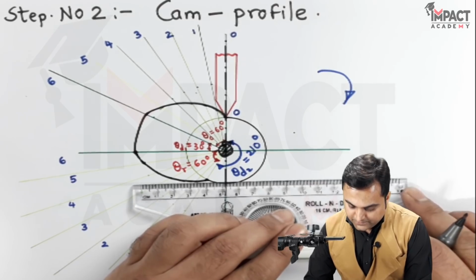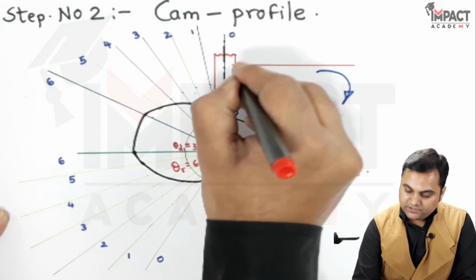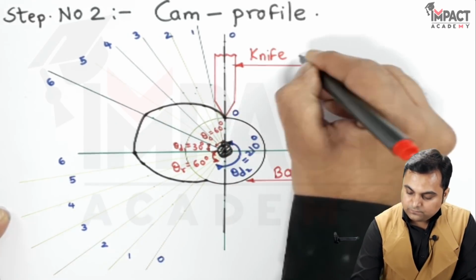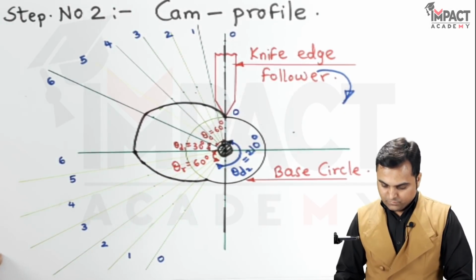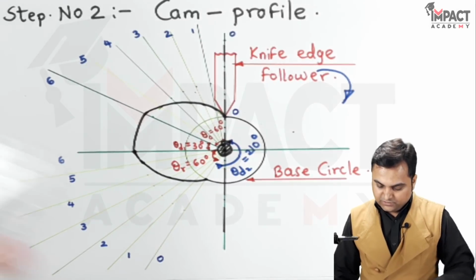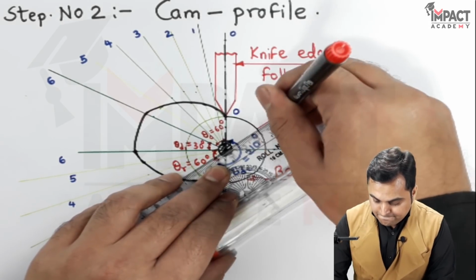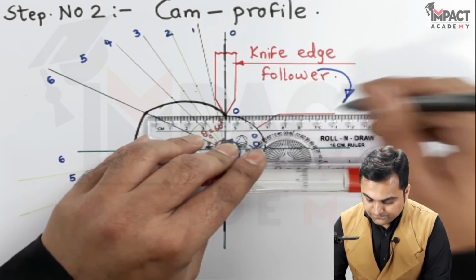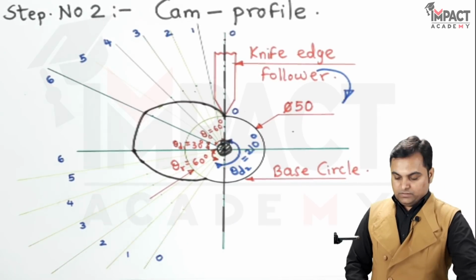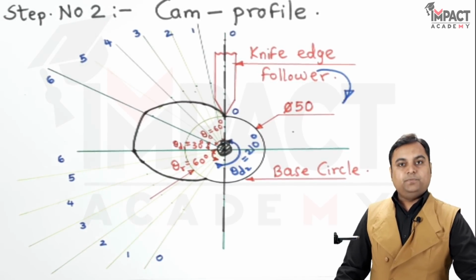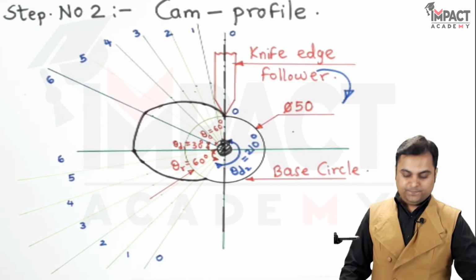So finally, once we have reached up till here, this is the base circle, and here we have the knife edge follower, and the radius of the base circle was given as 25 mm, so its diameter would be 50 mm. And with this the problem gets completed. That is, we have drawn the cam profile for the knife edge inline follower.